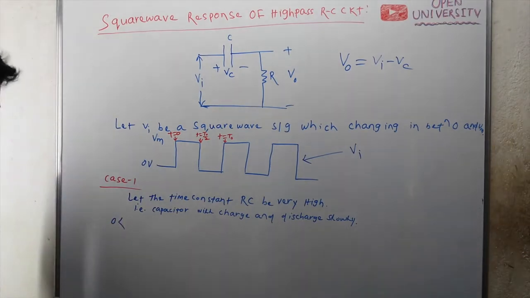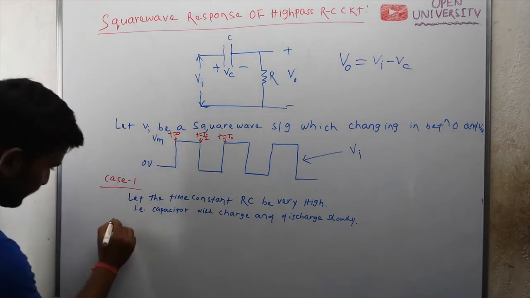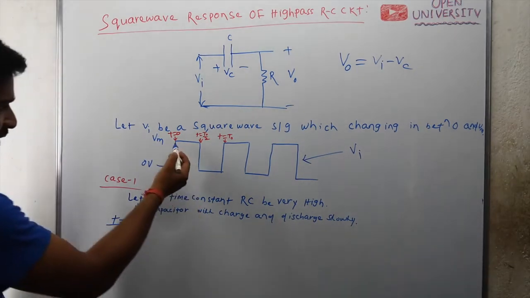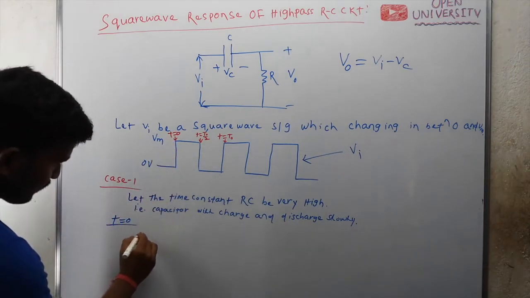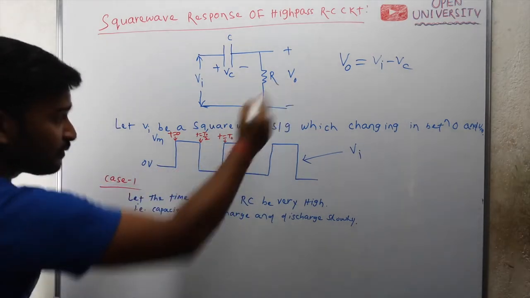When t equal to 0, what happens? When time t equal to 0, what is the input voltage? Input voltage is Vm. So what is the output voltage?